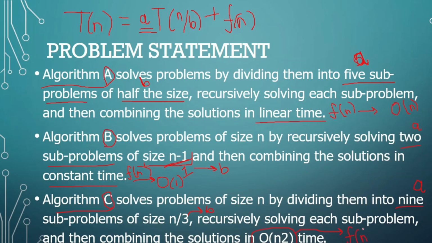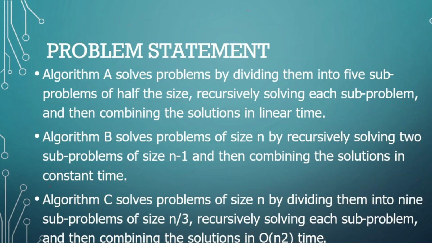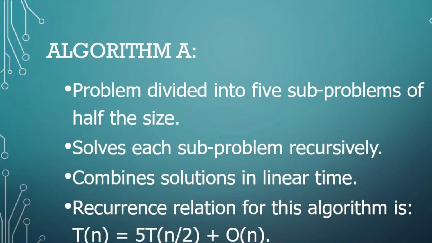So let's look at these problems individually on a larger scale. So we start with algorithm A. We say that it divides into 5 sub-problems, and then half the size, so this would be b, and then solves each in linear time, big O of n, and this is our f(n).